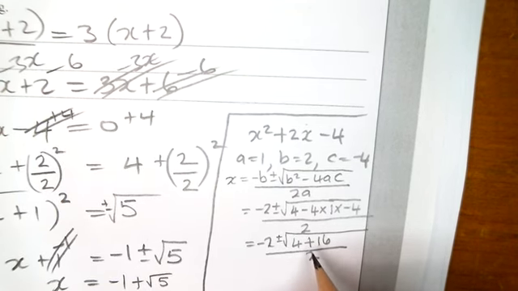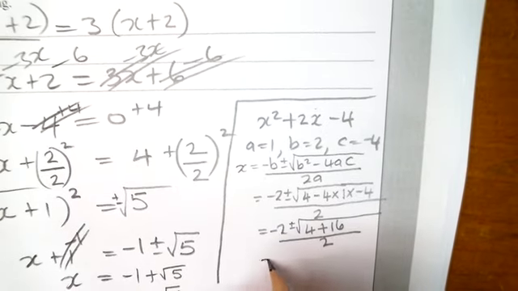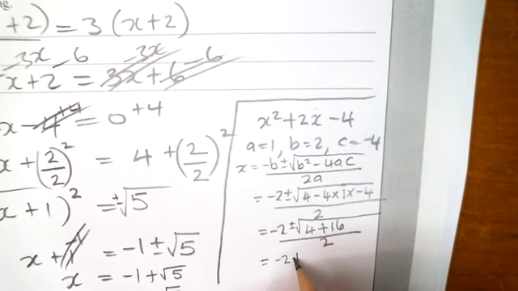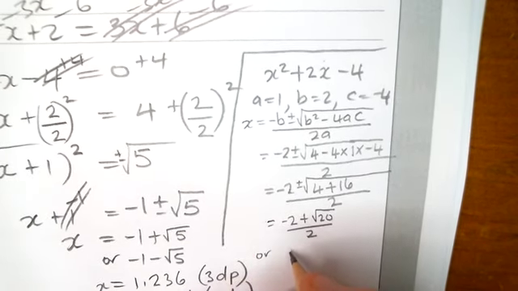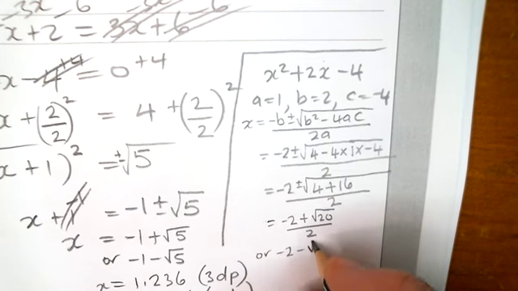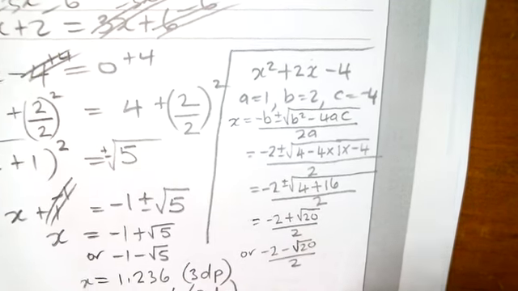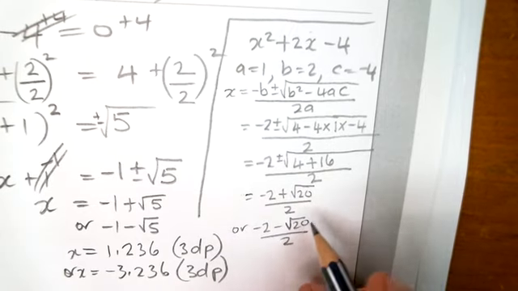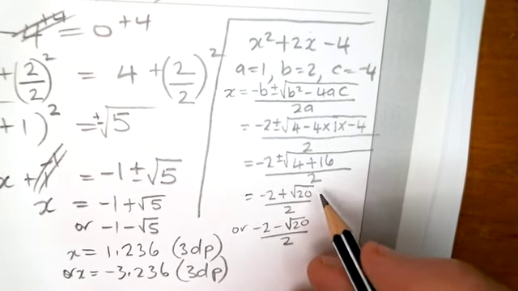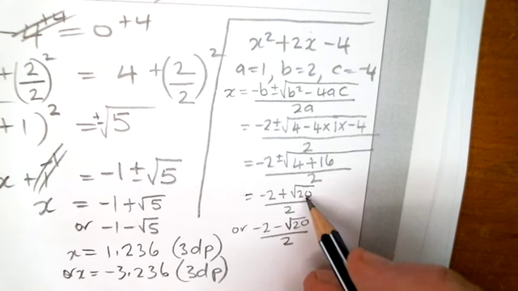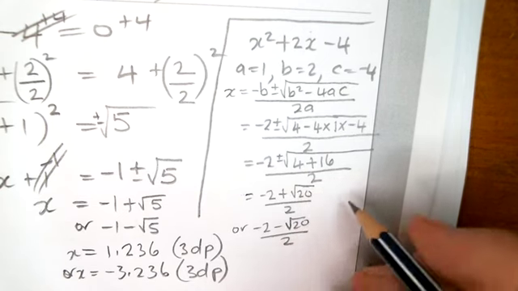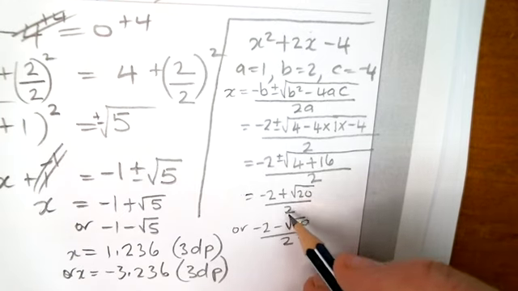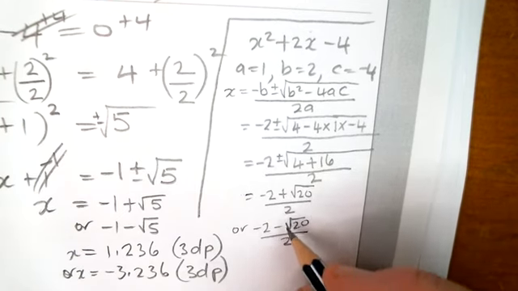Well, 4 and 16 is 20. So it's going to be equal to -2 plus root 20 all over 2, or -2 minus root 20 all over 2. Now I'm aware that I could just go 2 divided by 2 is -1. And I could also write this as a surd. I could say, well, square root of 20 is going to be the square root of 4 times 5. So it's 2 root 5. Yeah, we could actually just go ahead and do that. But I'm just going to use what we've got here.